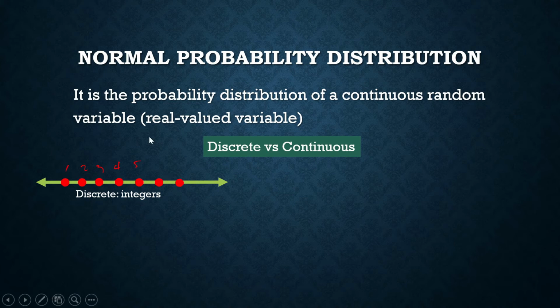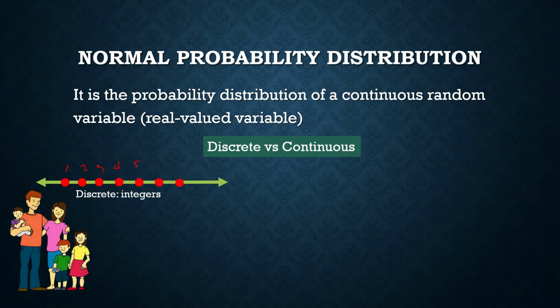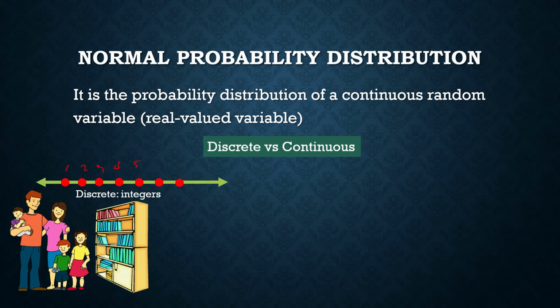So what would be an example of a random variable that is discrete? The size of a family. The size of a family can be 2, 3, 4, 5, 6: mom, dad, kuya, ate, and bunso. The number of books that you own, or the number of books that your school keeps in the library. There could be hundreds or thousands of them.